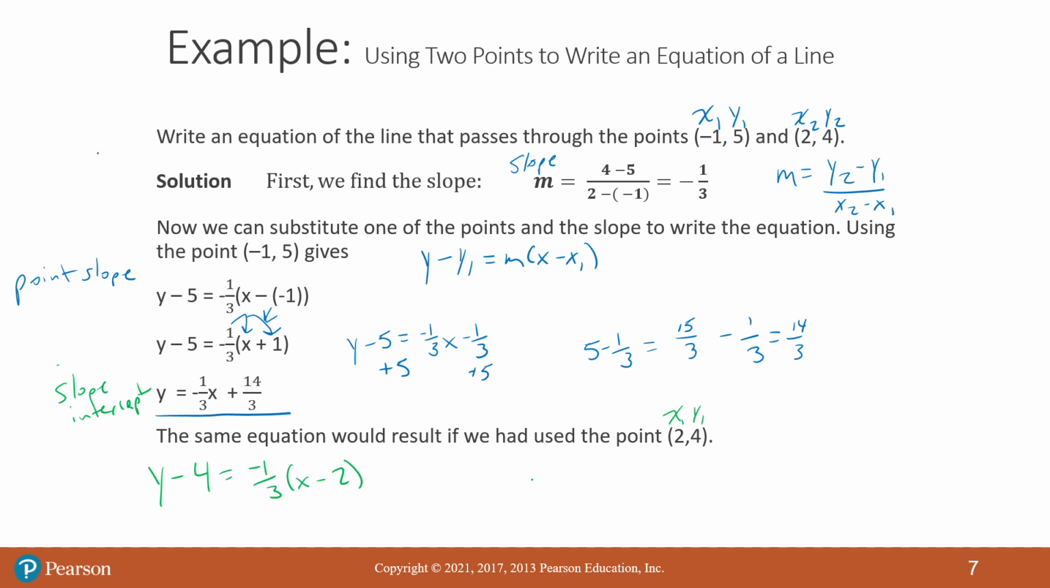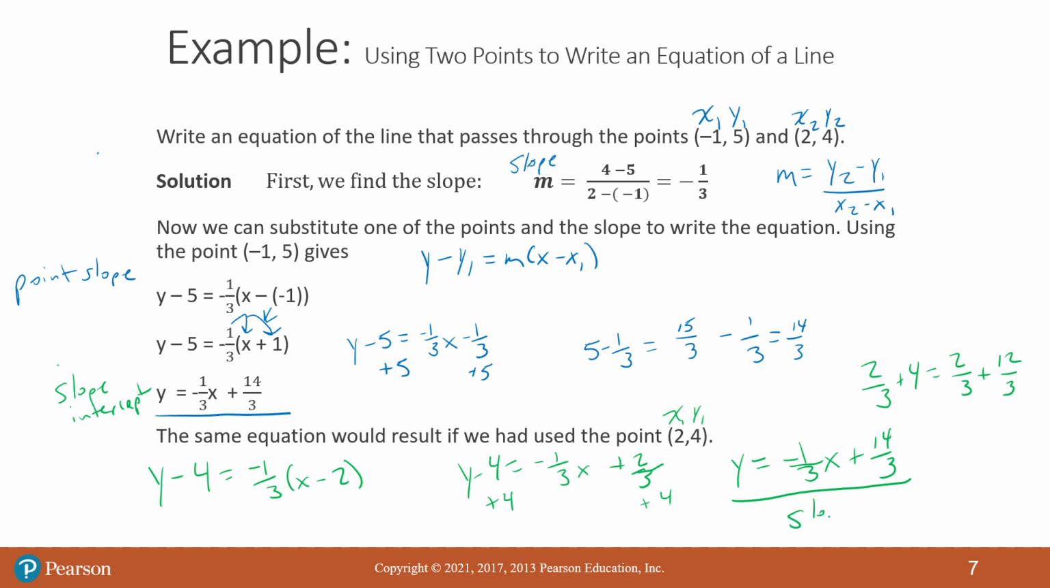Okay, this is going to give me y minus 4 equals -1/3 x plus 2/3. Okay, all right, then I'm going to add 4 over to the other side. Okay, this should give me y equals -1/3 x. Now 2/3 plus 4 is the same thing as 2/3 plus 12/3. 2/3 plus 12/3 is 14/3. And you can see, hey, our slope intercept forms are the same.